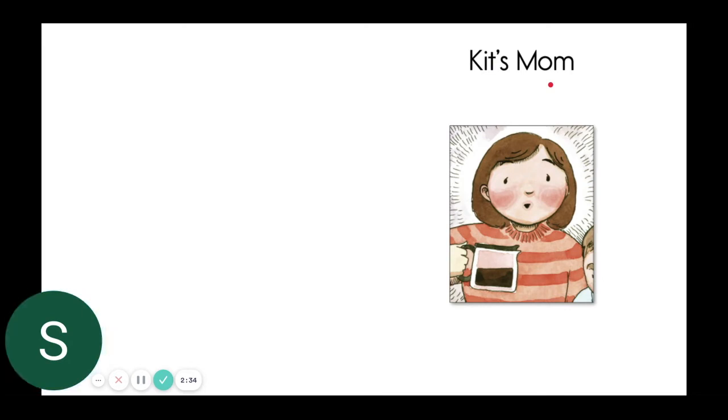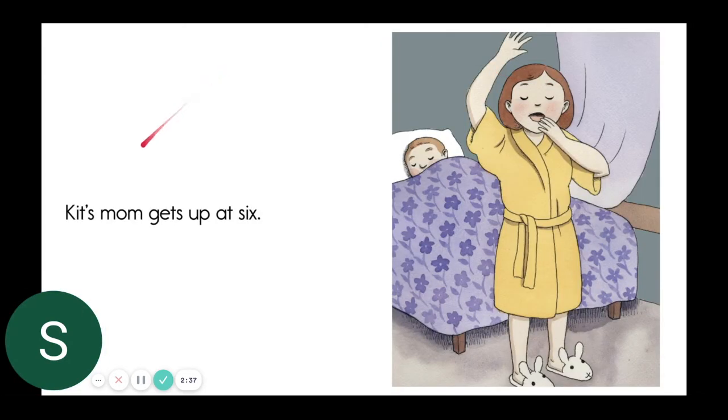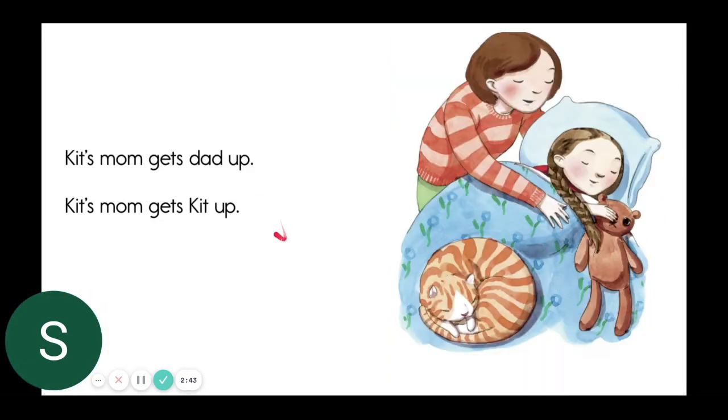Kit's mom. Kit's mom gets up at 6. Kit's mom gets Dad up. Kit's mom gets Kit up.